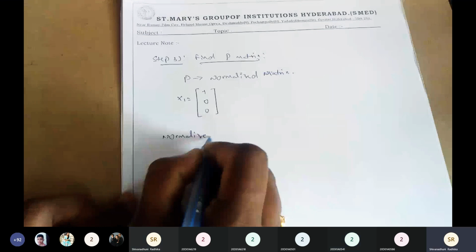The normalized value is what here? Under root of 1 square plus 0 plus 0, so that is equals to 1. This is the normalized value of x1.